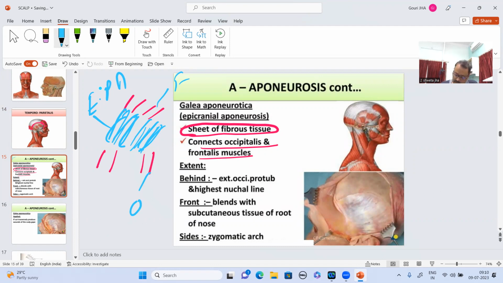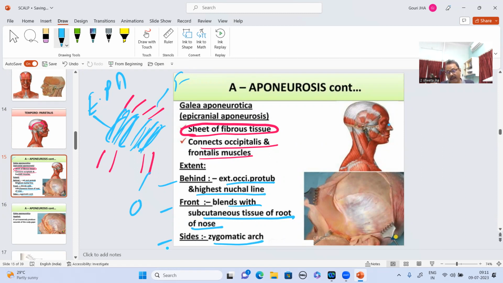Now the extent of the epicranial aponeurosis is a very important one, and it is actually the extent of the epicranial aponeurosis which defines the extent of the scalp. So it extends to the external occipital protuberance and the highest nuchal line. It is not going to the superior nuchal line; it is a bit higher. It is coming to the highest nuchal line. And in front, it blends with the soft subcutaneous tissue of the root of the nose. It is not getting attached to any bony part in the front region. It is getting attached to the root of the nose. And at the side, it is the zygomatic arch.